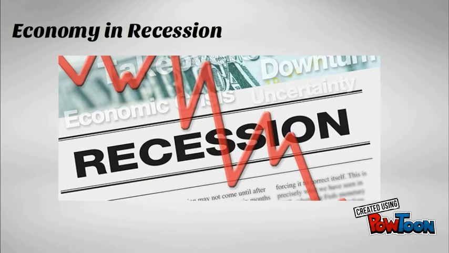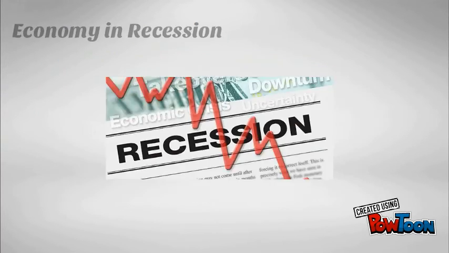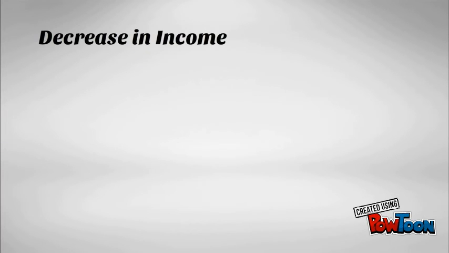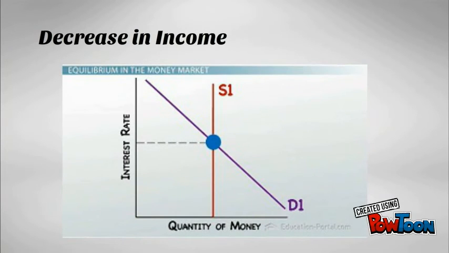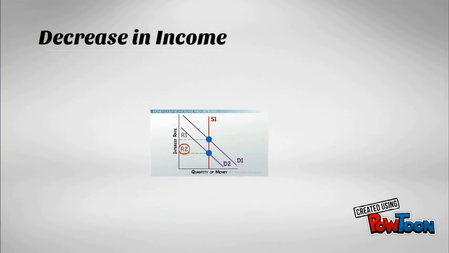On the other hand, if the economy experiences a recession, incomes could fall below their previous level from a previous year. A decrease in incomes throughout the economy would cause a leftward shift in the money demand curve, and result in a lower interest rate, from R1 to R2, as you can see here.